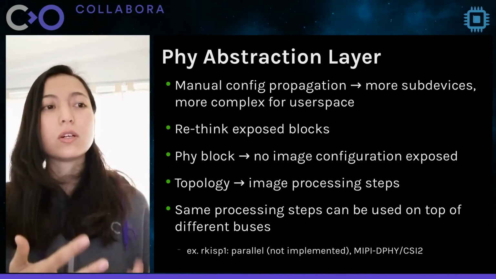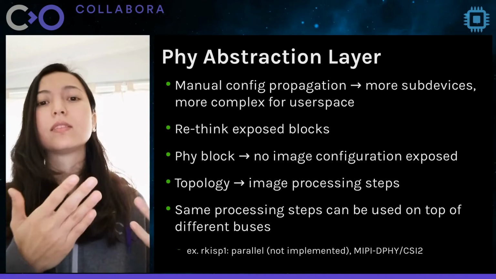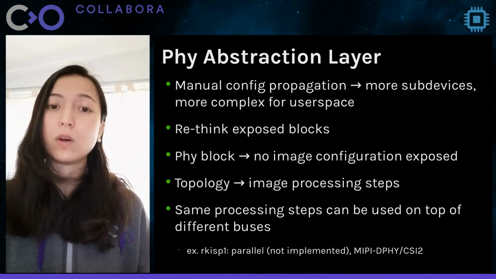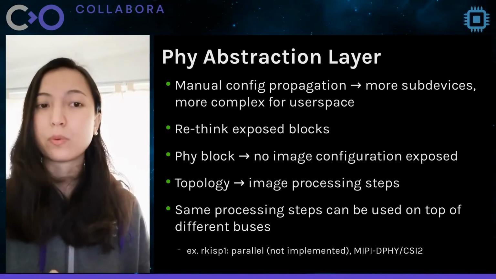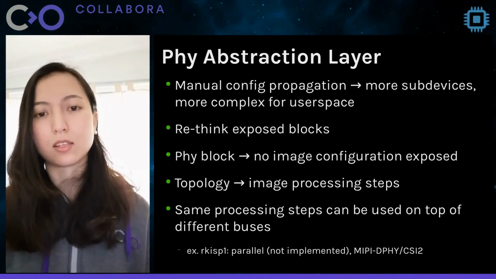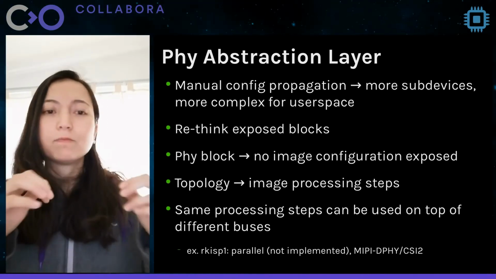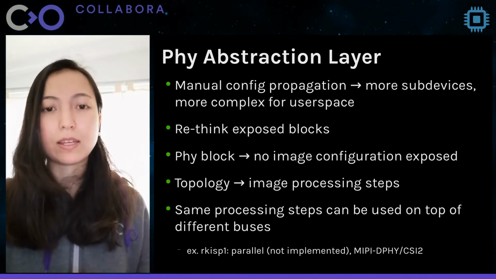And also, the same processing steps could be used in different buses. In this case, the RK ISP1, it supports the parallel bus. It's not implemented yet, but could support, and the MIPI DPHY CSI2. So the idea is that one doesn't provide much information.